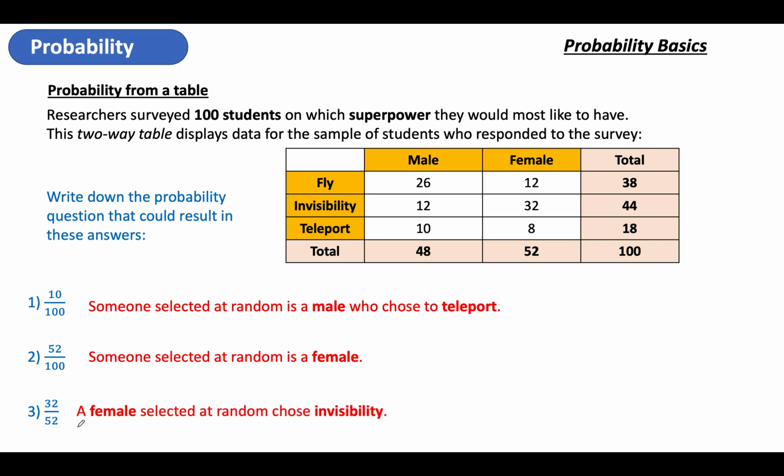And lastly, 32 out of 52. We've got a condition here. It's out of 52, so it's just the females. And if we select a female at random, so we know it's out of 52, what's the probability that they chose invisibility? So that's 32. That's where the 32 is, out of 52. Okay, bit trickier that, working it backwards. And your sentence might be written slightly different to mine, but as long as it's got the main elements.